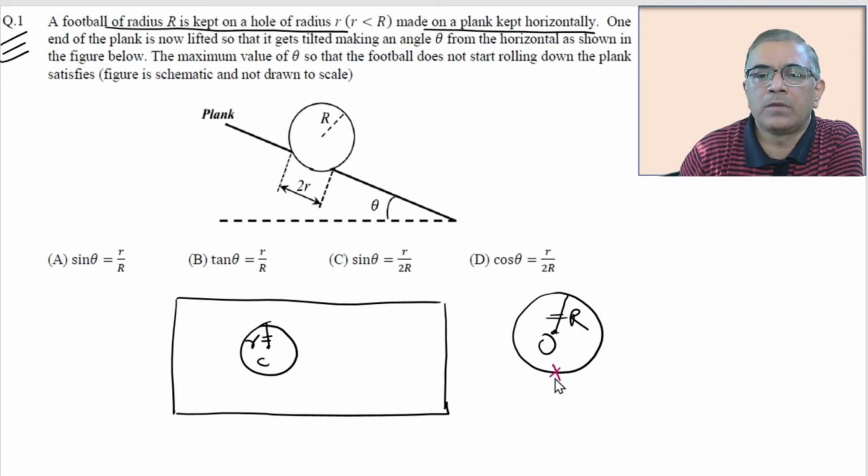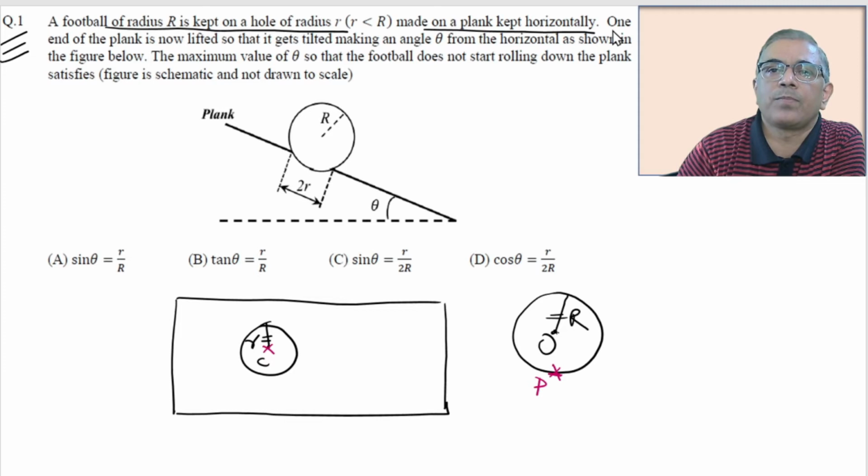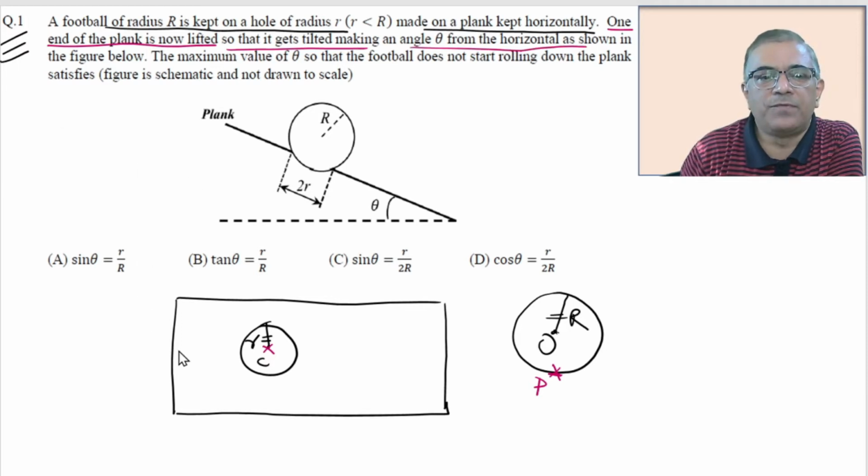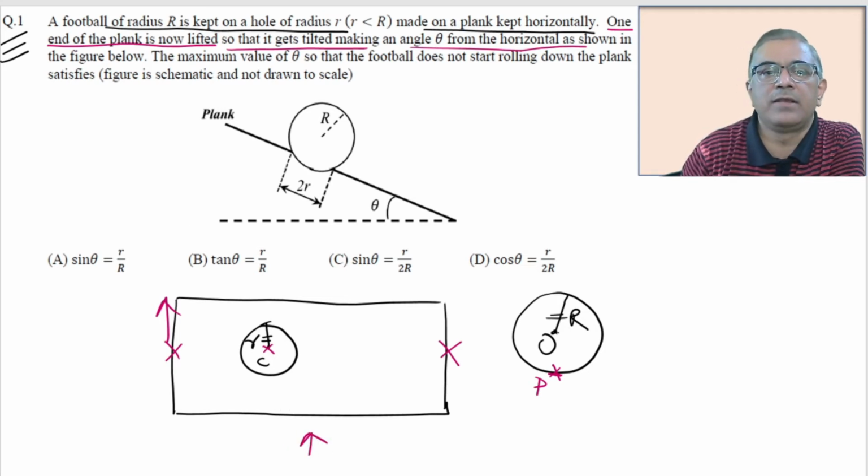If point P happens to be the point of contact of the football, then this point P should be touching this point C. Now let's read further. One end of the plank is now lifted so that it gets tilted, making an angle theta from the horizontal position as shown in the following figure. So one end of the plank is lifted, keeping the other end fixed. If we see the whole picture from the side, then this is how it should look like.